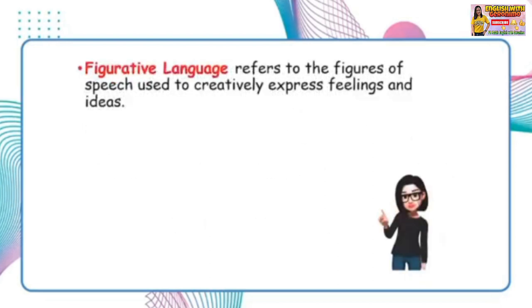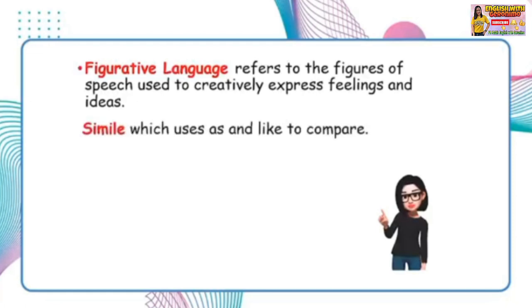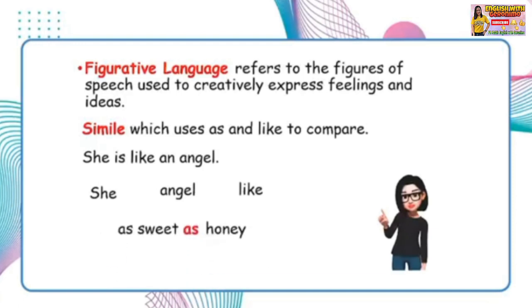Now let's proceed to figurative language. It refers to the figures of speech used to creatively express feelings and ideas. Number one is simile, which uses "as" and "like" to compare. For example, "she is like an angel." She is compared to an angel with the use of the word like. Other examples are "as sweet as honey" and "like a python rabbit." These lines use the words as and like to compare.